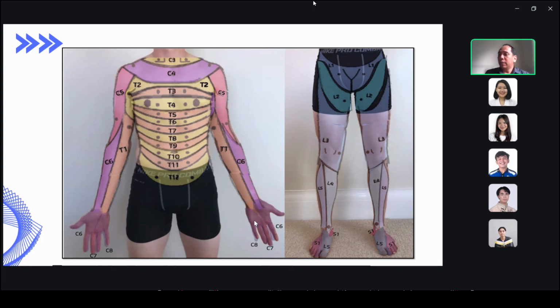And then the sacrum. Since we have fused sacral vertebrae, so S1, S2, S3, S4, S5 as well. So if we have tingling or numbness we feel on the medial aspect of our ankle, that is S1, as well as the lateral aspects of our feet. And if it is the medial aspect of our feet, that is lumbar 5.